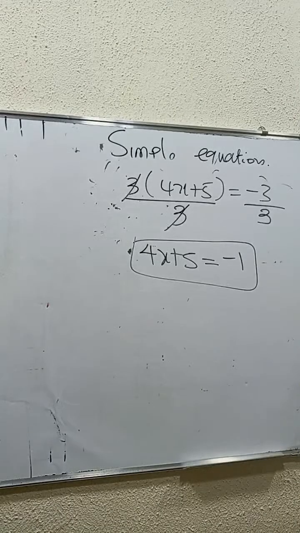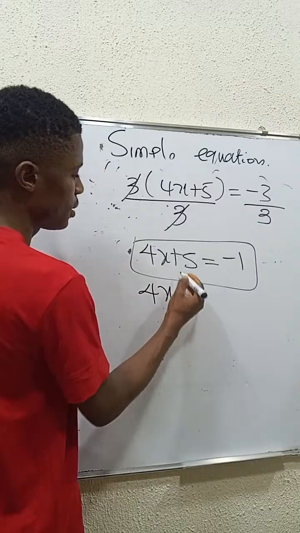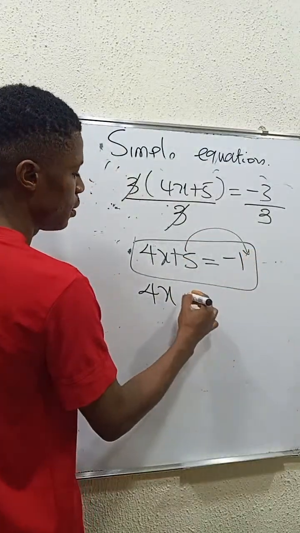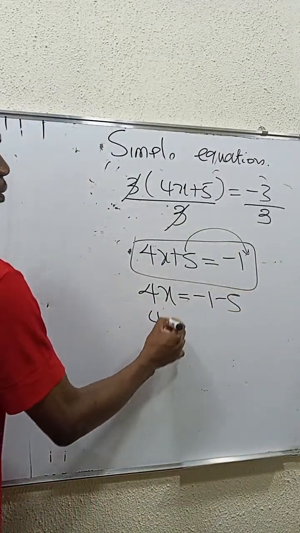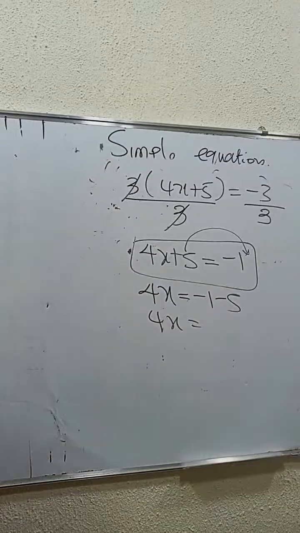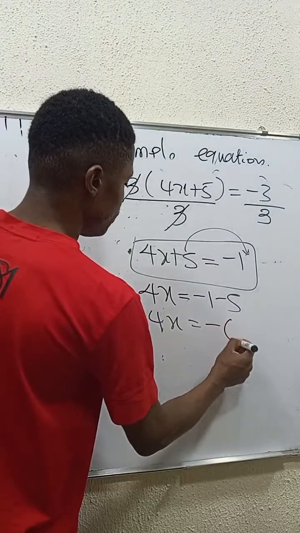Okay, so the next thing is to collect like terms. We have 4x. 5 will cross the equality. You have it to be equals to minus 1 minus 5. So we're having 4x is equals to minus 1 minus 5. What is minus 1 minus 5? Negative 6.